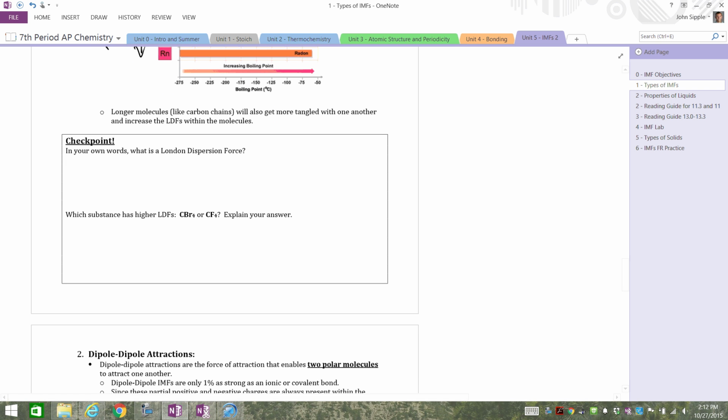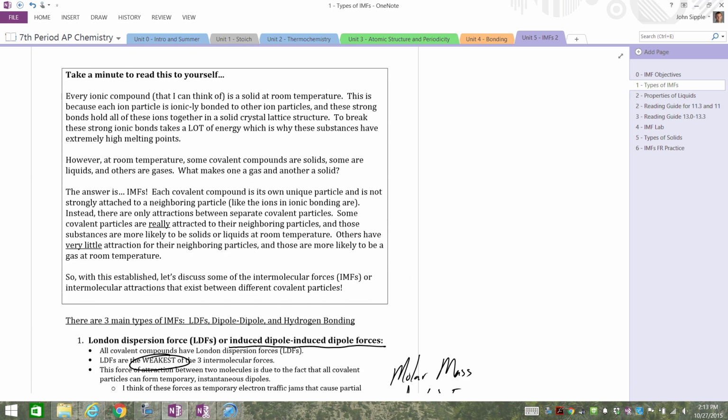All right, so you can define the London dispersion forces in your own words at another time. I'm going to keep rolling. I'm just going to hit the next question here in terms of which substance has higher LDFs, CBr4 or CF4. Both of them are nonpolar, right? These guys are nonpolar. Am I explicit enough in saying that nonpolar substances can only have LDF forces? Did I say that? I don't know what I did. I think maybe I went through that.